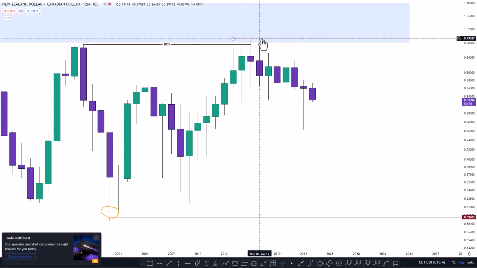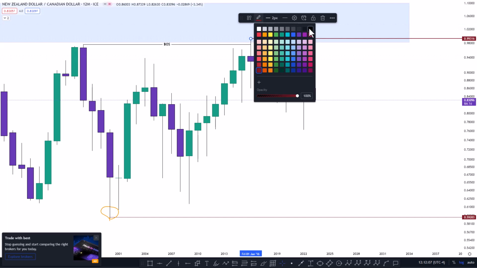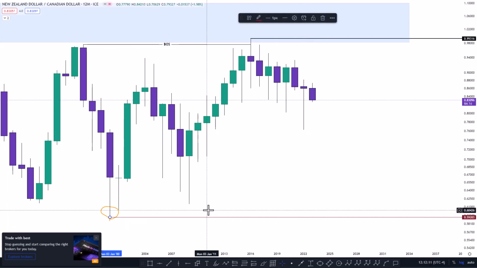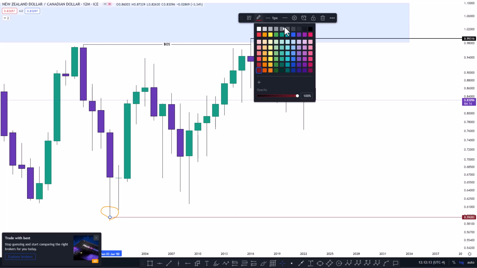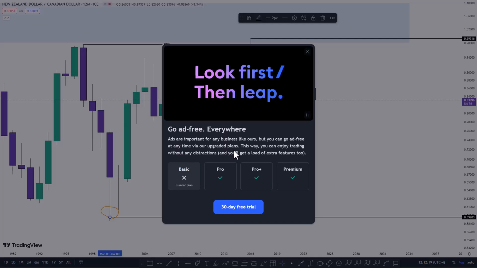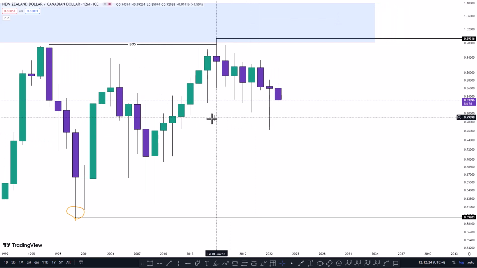Hope you understand. So we mark this area. We can even make it bigger. This is our range. You see? Now, what remains? We are going to study the structure the market is using to break this high.